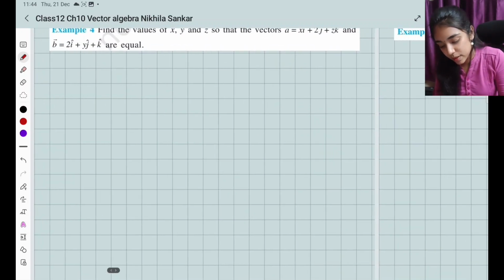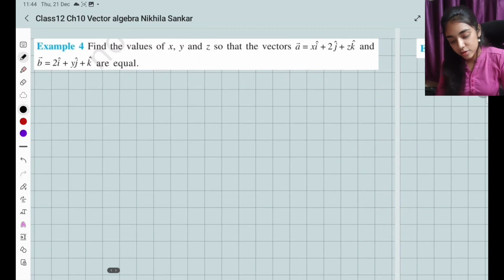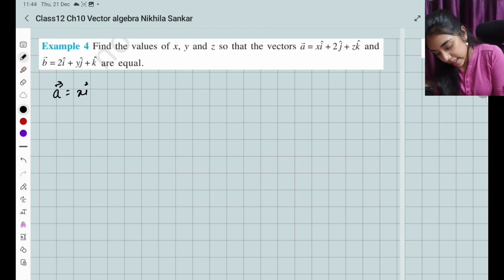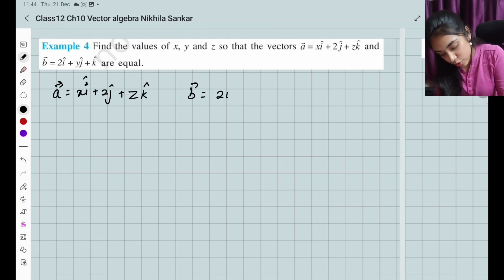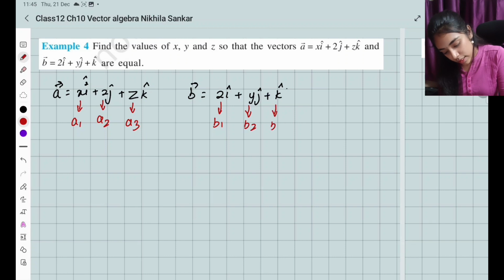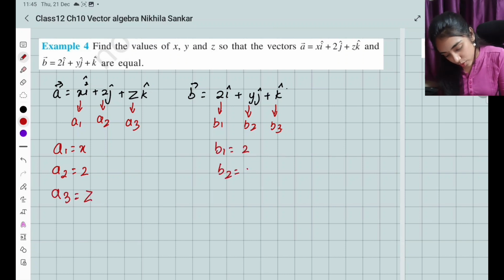Now, let us solve an example question. Find the values of x, y, z so that the vectors a and b are equal. A, b equal na anartham. I have my a vector to be x I cap plus 2 j cap plus z k cap, and b vector is going to be 2 I cap plus y j cap plus k cap. This is going to be my a1, a2, a3 and b1, b2, b3. What is my value of a1 is going to be x, a2 is going to be 2, a3 is going to be z, b1 equals 2, b2 equals y, b3 equals 1. இந்த இடத்துல ஒரு 1 இருக்கு. தெரியுதா? 1 times k cap.